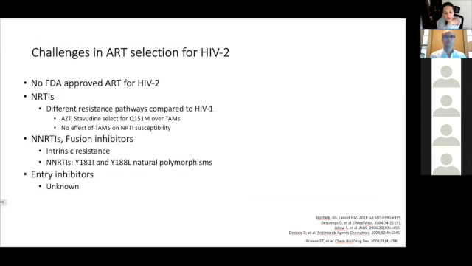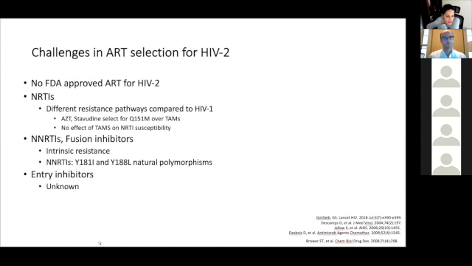And so what we do, we extrapolate from HIV1 and the small amount of data we have regarding HIV2 from clinical trials. Things to know: in terms of NRTIs, there are different resistance pathways compared to HIV1. For example, AZT and stavudine do not tend to select for TAMs in patients with HIV2, but rather for the Q151M. And actually, it does not seem that TAMs have much effect on NRTI susceptibility in HIV2. It's thought that this is due to the absence of NRTI excision activity in the HIV2 reverse transcriptase, which has been shown in studies of purified enzymes. So that's one significant difference there.